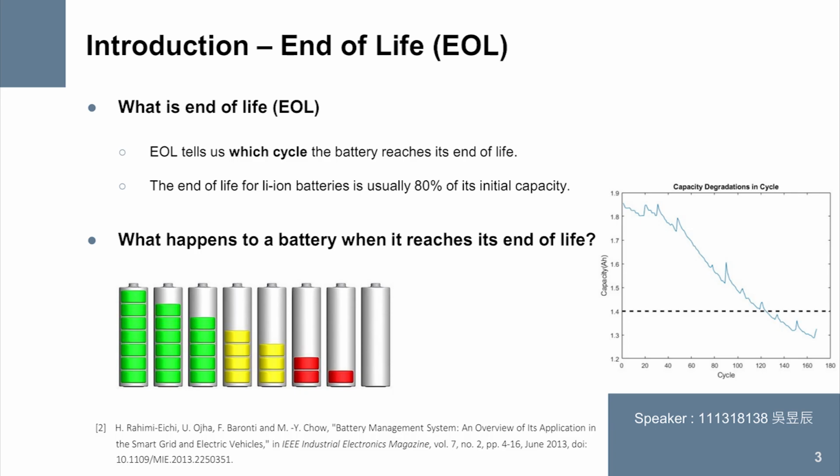What happens to a battery at end of life? Despite no longer operating at peak performance, the end-of-life battery still holds 80% of its initial capacity. These batteries have the immense potential to be repurposed into second-life batteries for use in less demanding applications like stationary energy storage.